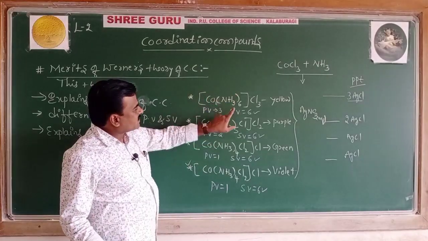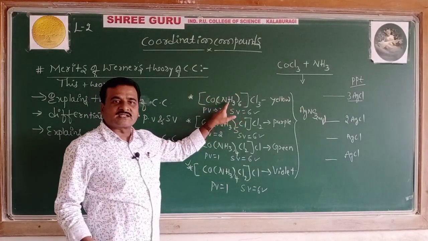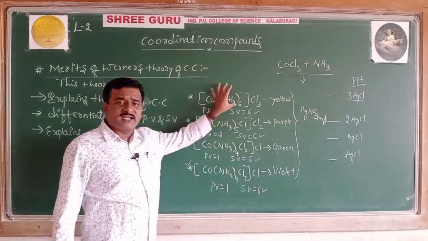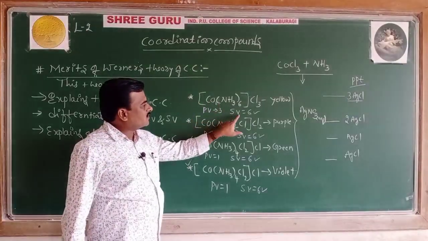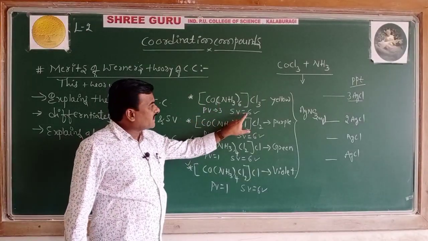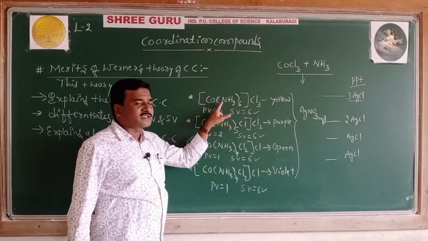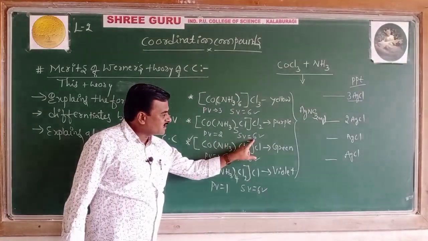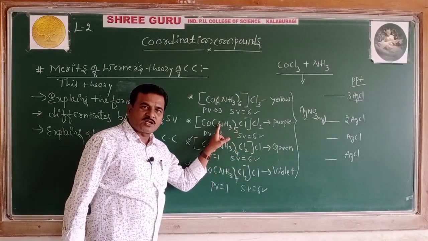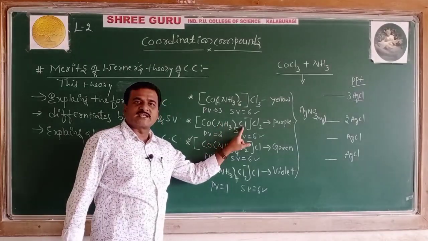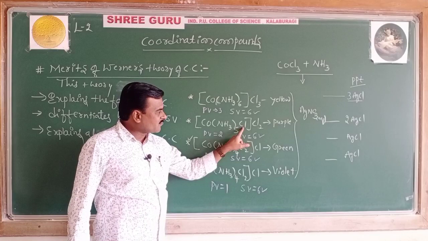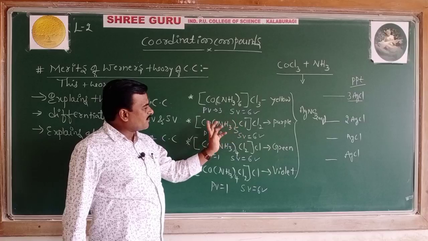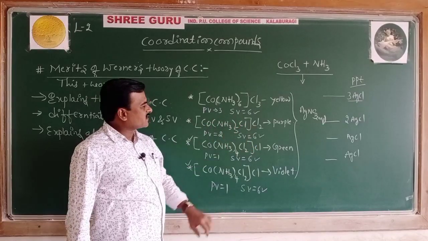Out of the secondary valencies, in the first complex all 6 secondary valencies of the cobalt are satisfied by the 6 neutral ammonia molecules. Try to understand. What about complex 2? Out of 6 secondary valencies, 5 are satisfied by neutral ammonia molecules and 1 is satisfied by the chloride ion. That means the chloride ion can satisfy both the primary valency as well as the secondary valency.